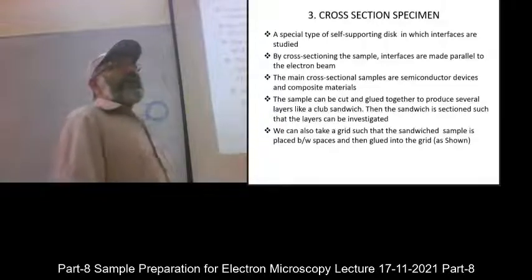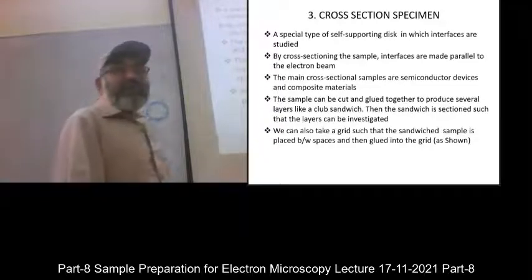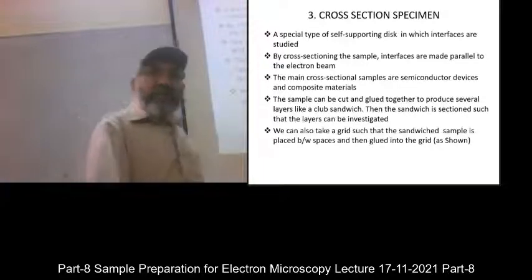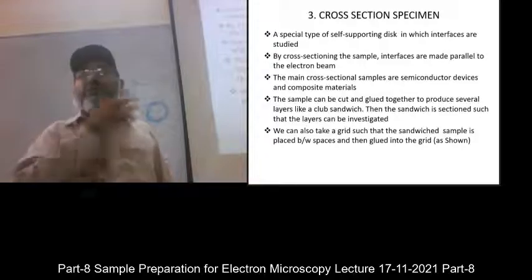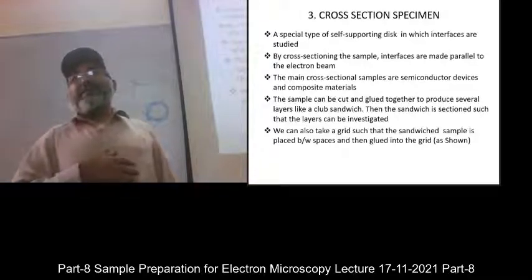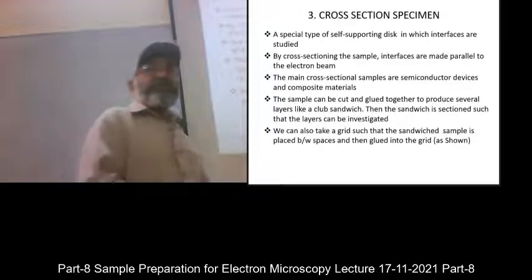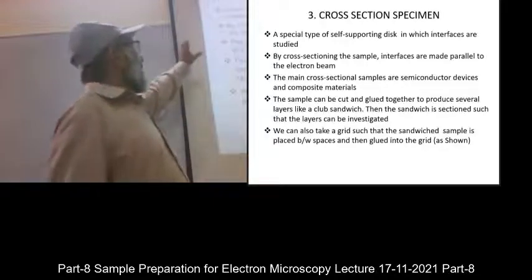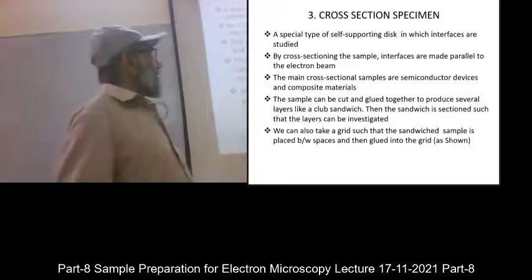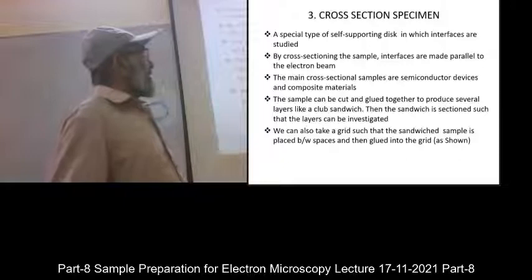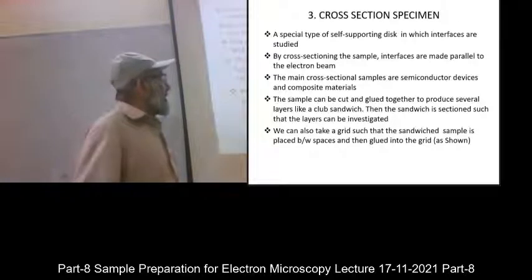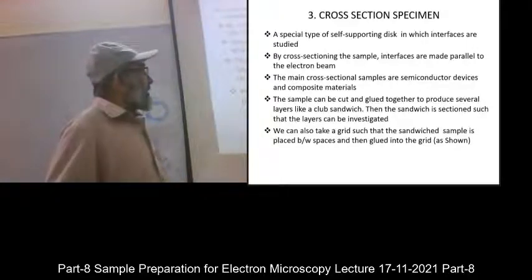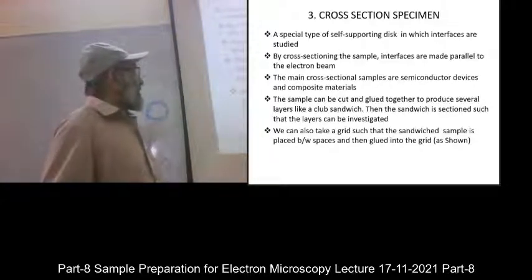Because in TEM, you are thinning the sample. When you are thinning the sample, this means you are removing the surface. Then how can you study the surface? So for this, you make specific arrangements whereby, by cross-sectioning a sample, interfaces are made parallel to the electron beam. The main cross-sectional samples are semiconductor devices and composite material.